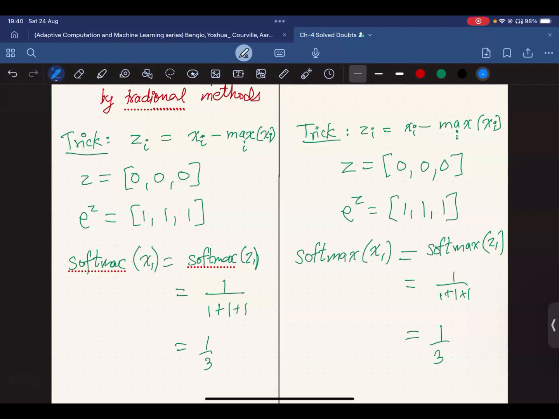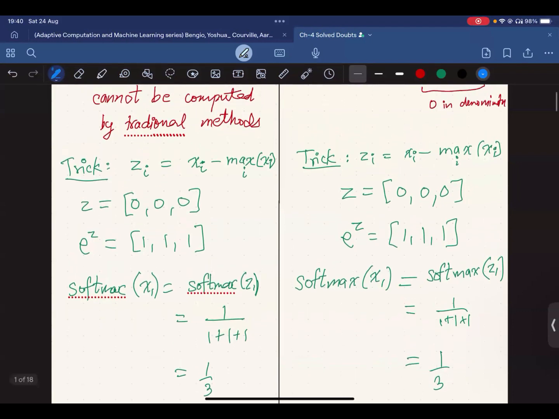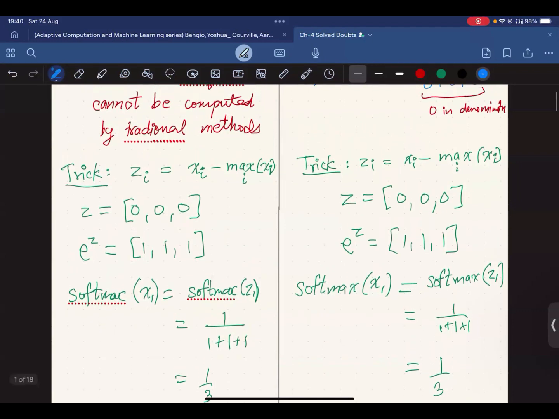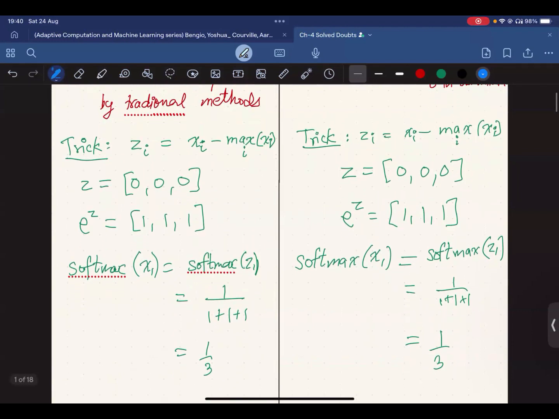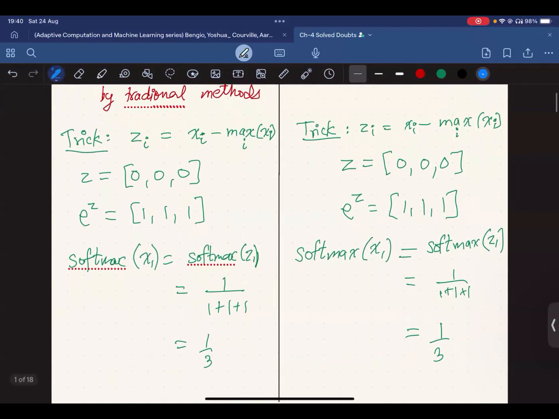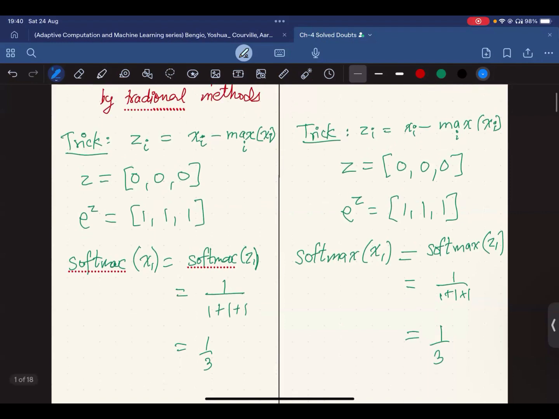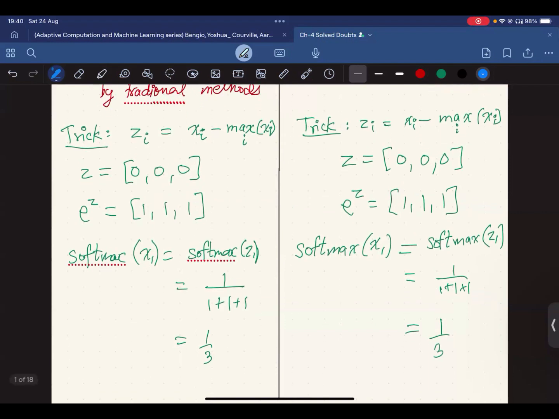And when the denominator is 0, again we will have at least one z value which is exactly 0. So e to the power z will be equal to 1 in that case. So we will ensure that the denominator is positive. So this is just a trick that the author has mentioned at the start of the chapter.